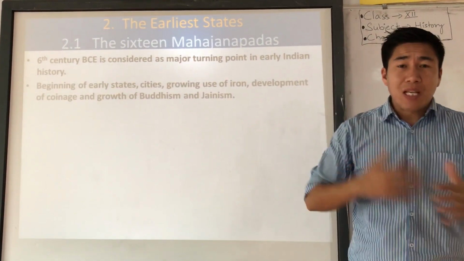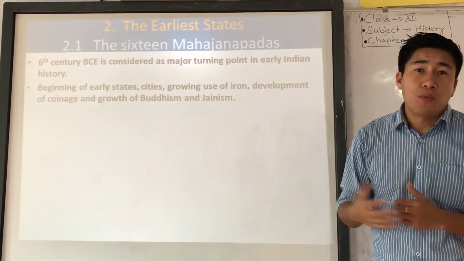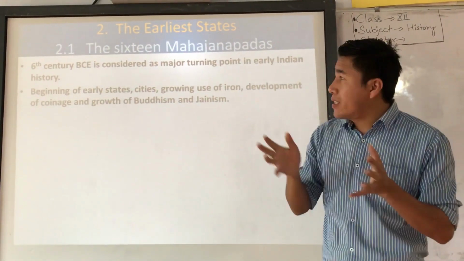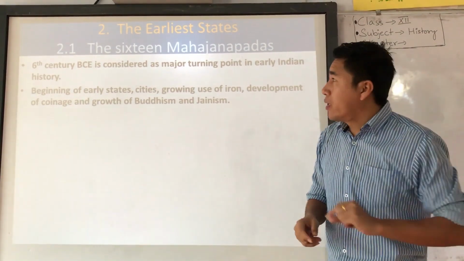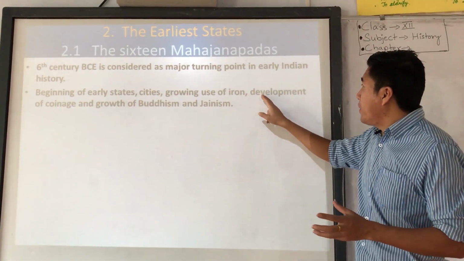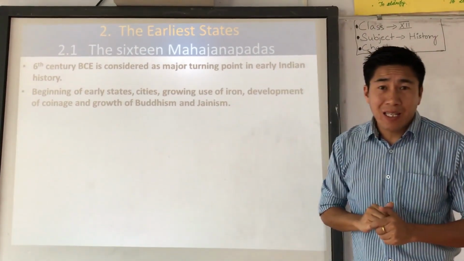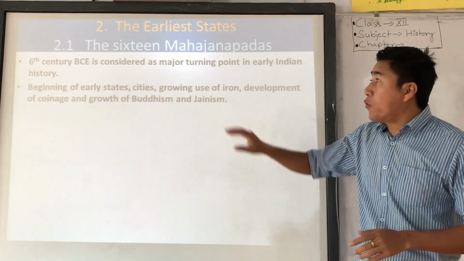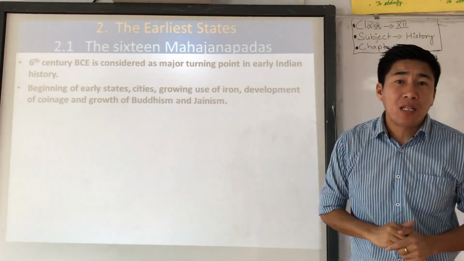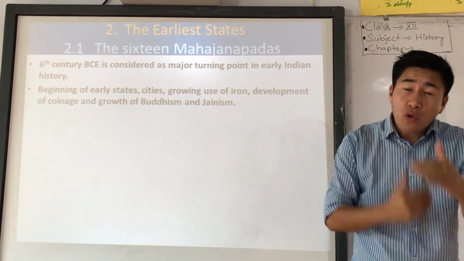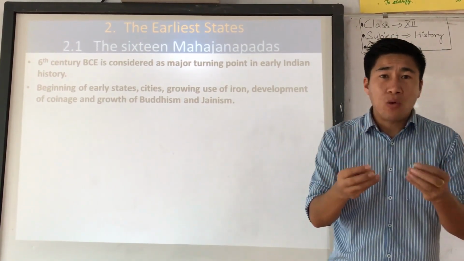The 6th century BC is considered a turning point in Indian history because of the beginning of the early state and city, the growing use of iron, then the development of coinage, then the growth of Buddhism and Jainism. If you write like that, then you will get 1.5 marks, not 3 marks. But how could you write it? So I will tell you how to write.